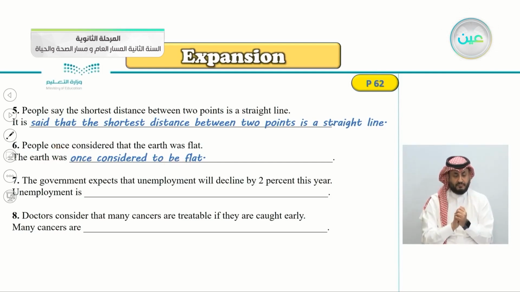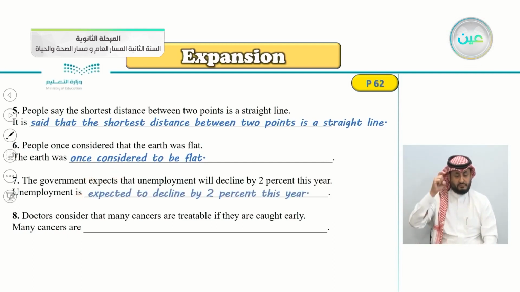Number 7, the government expects that unemployment will decline by 2% this year. So, unemployment is, let's see here, is expected, very good, because here we have expects. Unemployment is expected to decline by 2% this year, by the government, of course.